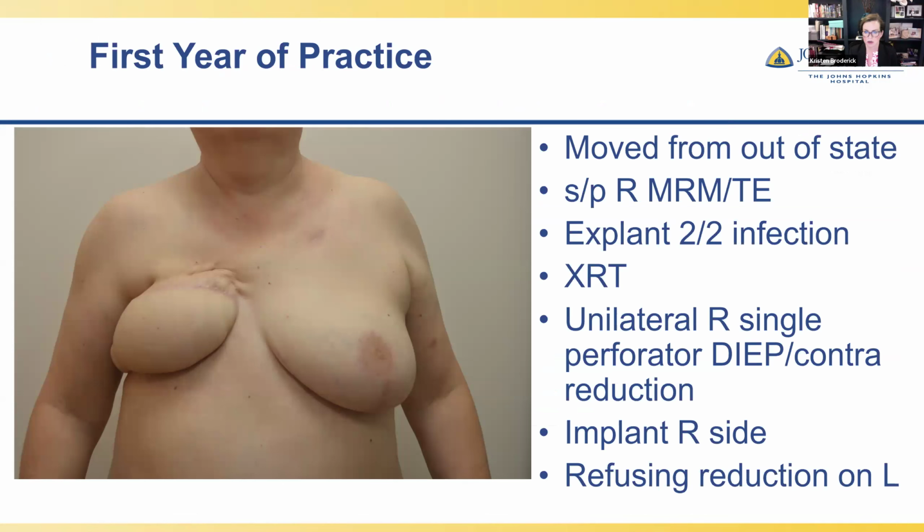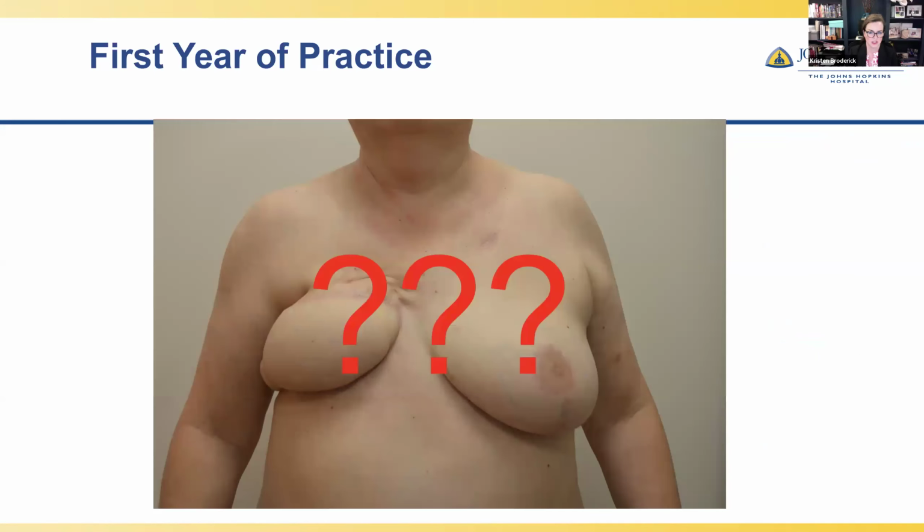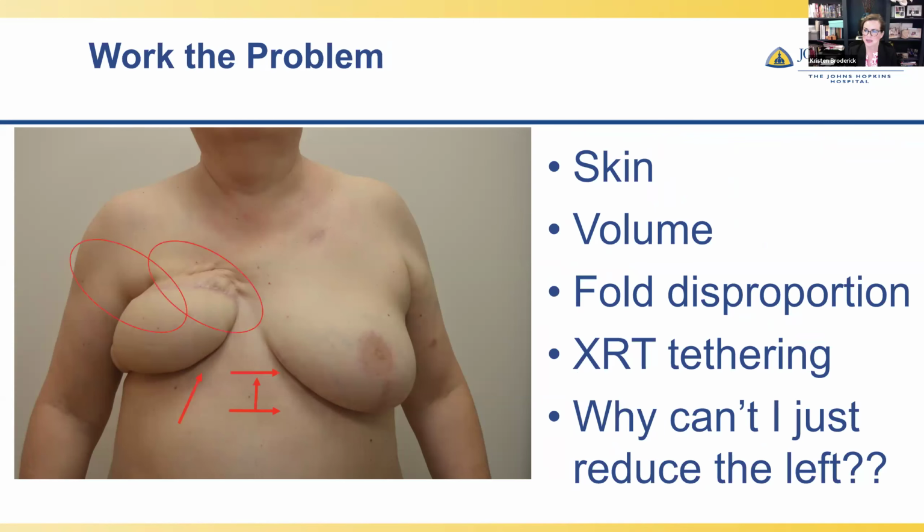So she had had a modified radical mastectomy. She had lost her implant after an infection and lost all of that skin, had radiation. She had a reduction already on the other side, and she had an implant actually underneath this flap, but she didn't want to just reduce the left side. So this was my first year of practice, and I'll tell you, this was a challenge for me, as it would be probably for many plastic surgeons.